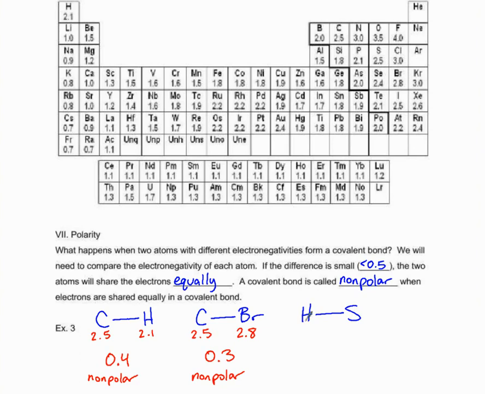So a hydrogen to sulfur bond. So we already looked up hydrogen. It had a value of 2.1, and sulfur is here. It has a value of 2.5. And the difference between these two numbers is 0.4. Less than 0.5 means nonpolar.